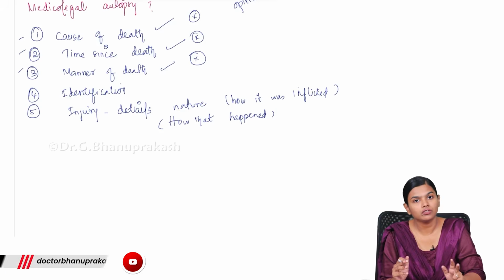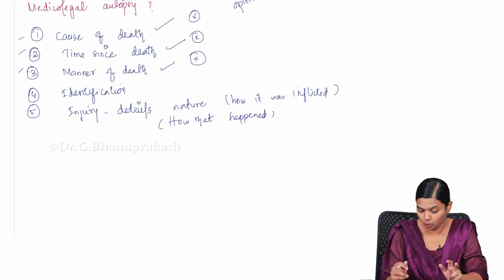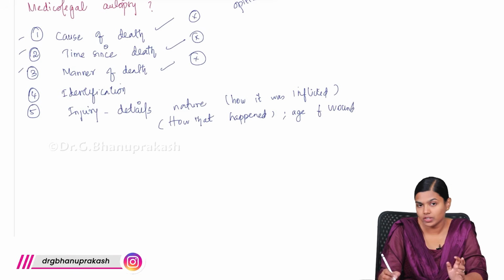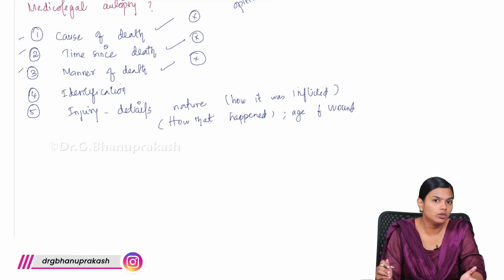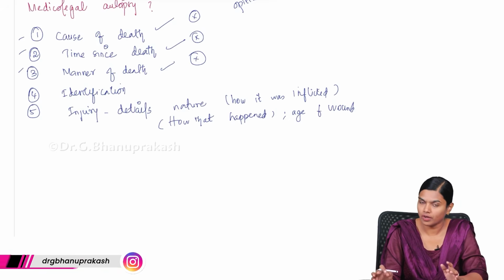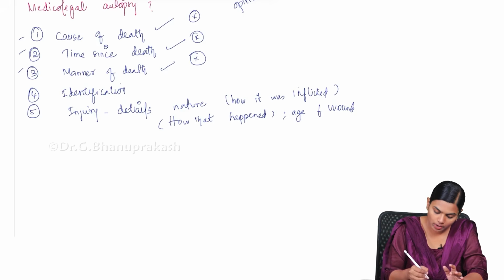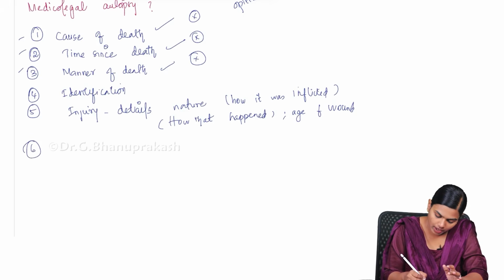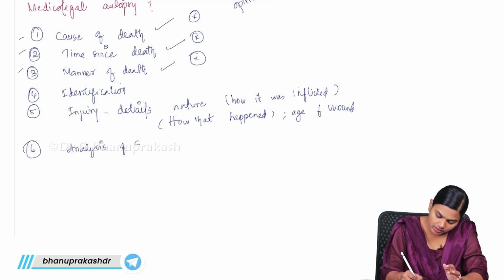What was the nature of the weapon that could have inflicted the wound, and what would be the age of the wound, whether it is a fresh wound or a very old wound or a recent wound, something like that, they will be expecting of you. So this injury detail is also very, very important. And one more final thing is that they will expect you to do analysis of samples and preservation.